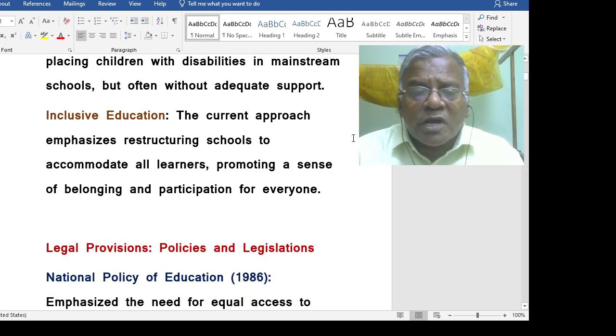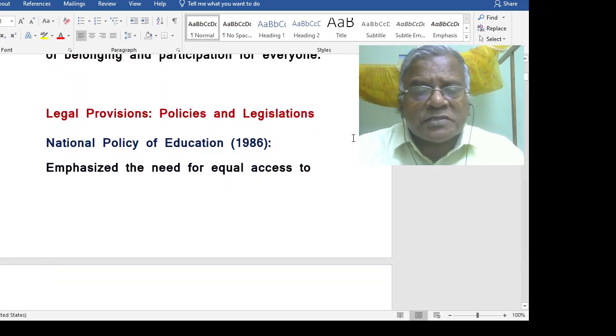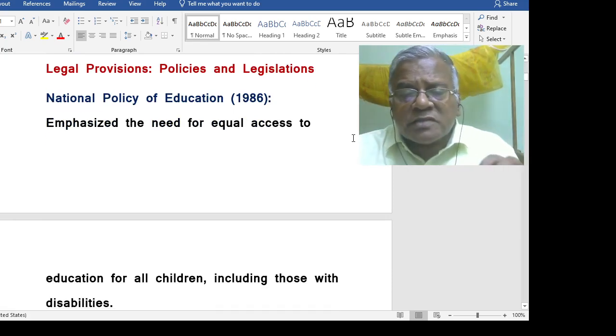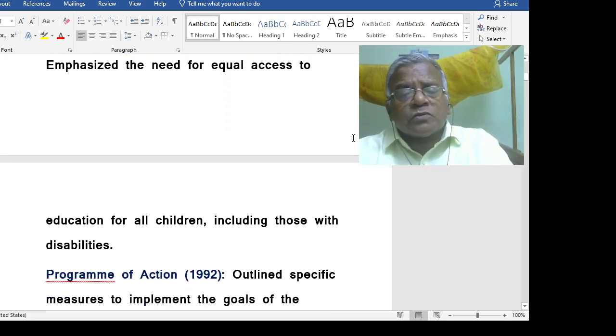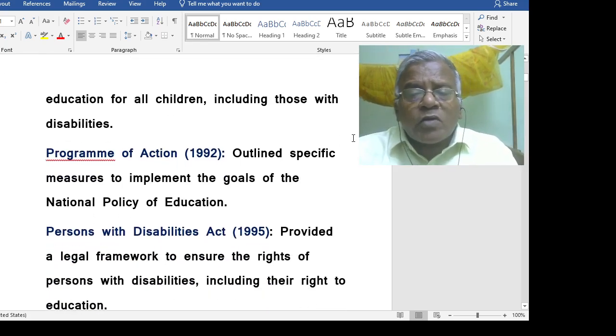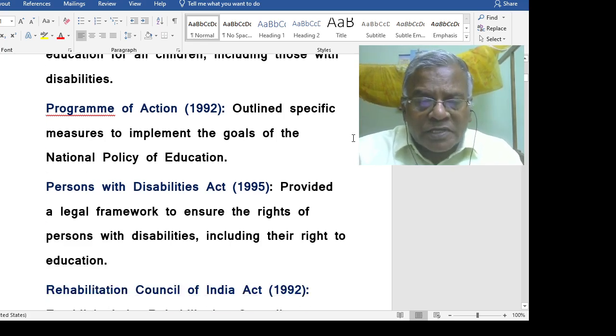The current approach emphasizes restructuring schools to accommodate all learners, promoting a sense of belonging or participation for everyone. What are the legal provisions, policies and legislations? National Policy of Education 1986. It emphasized the need for equal access to education for all children, including those with disabilities. Program of Action 1992. It outlined specific measures to implement the goals of the National Policy of Education.